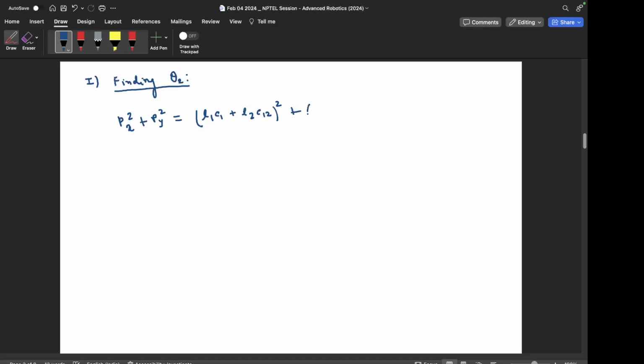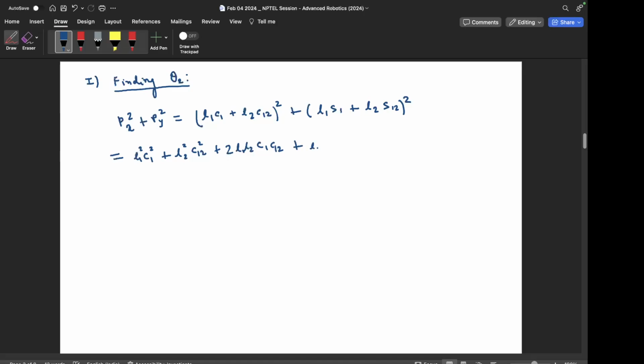Square this plus L1 S1 plus L2 S12 square again. Now let's open these squares. So L1 C1 square plus L2 square C12 square plus 2 L1 L2 C1 C12.